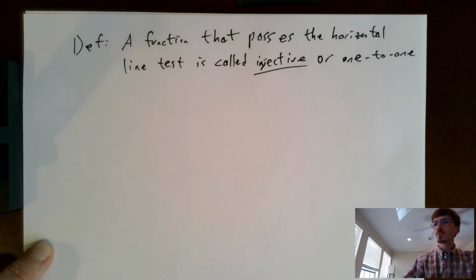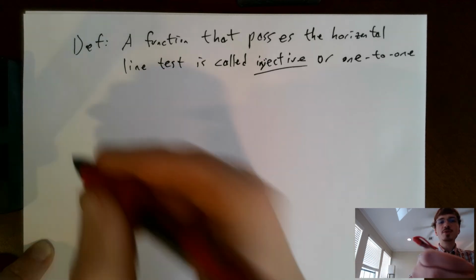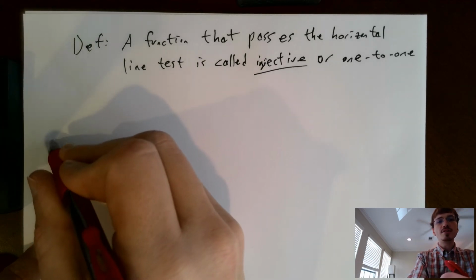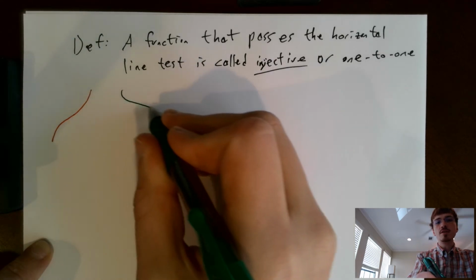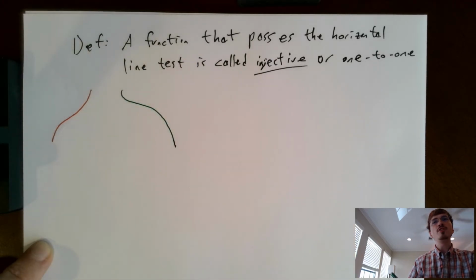Okay, so let's redraw those pictures. We know that if I have a function that passes the horizontal line test, we generally want it to look something like this. Or it could also look something like this, right? There's another function that perfectly passes the horizontal line test.